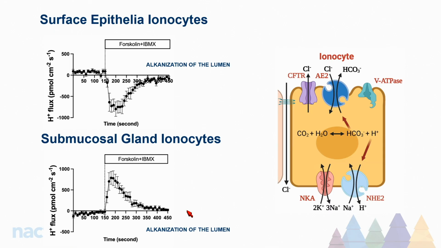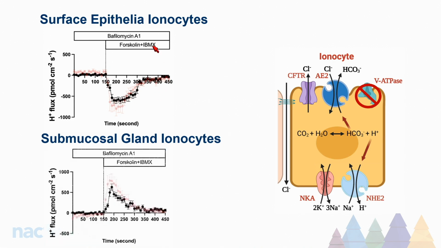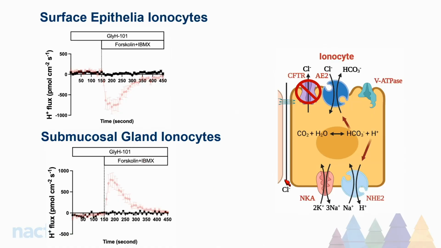So we were wondering if this alkalinization at normal levels was due to the vacuolar-type ATPase. So we block that transporter with bafilomycin, and we see that we still preserve that effect, and we still get the alkalinization of the lumen, both in the surface epithelia ionocytes and in the submucosal glands. We want to next see if this was CFTR-mediated. So we inhibit the CFTR function with GlyH, and we see that we do shut down the function of the cell, both in surface epithelia ionocytes and submucosal glands.